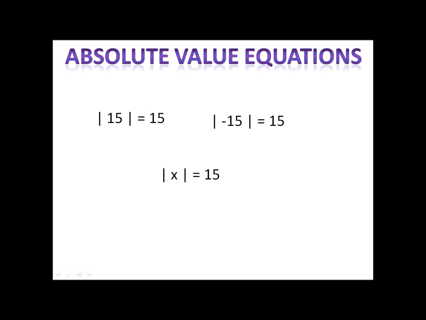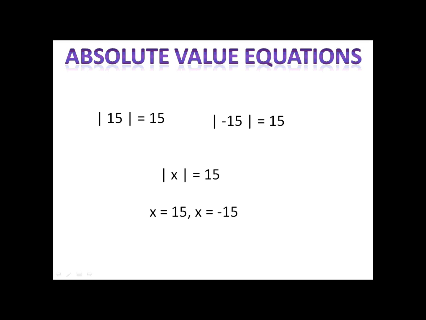An absolute value equation looks something like this. The absolute value of x equals 15. In other words, what number is 15 units away from 0? Well, there's two possibilities. The absolute value of 15 gave us 15, and the absolute value of negative 15 gave us 15. So this equation actually has two possible solutions. The numbers that are 15 units away from 0 are negative 15 and positive 15.